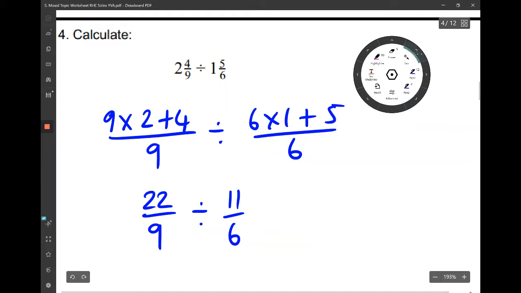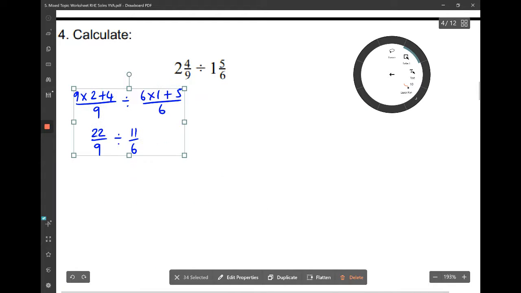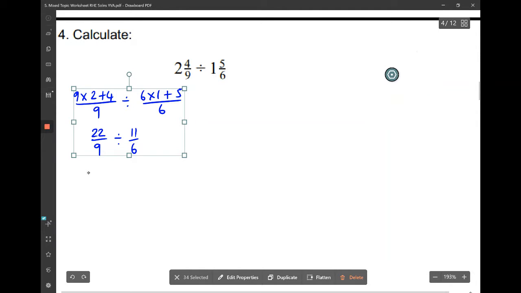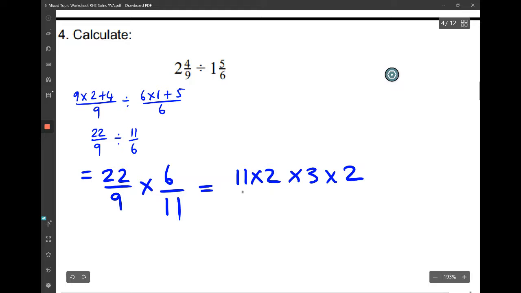Just going to make this a bit smaller so I can fit my giant working out in. So the sum we want to do is 22 over 9 divided by 11 over 6. So we know that dividing by a number is the same as multiplying by the reciprocal. So it becomes 22 over 9 times 6 over 11. We can simplify this as 11 times 2 times 3 times 2 over 3 times 3 times 11 times 1, and then we can cancel stuff out.